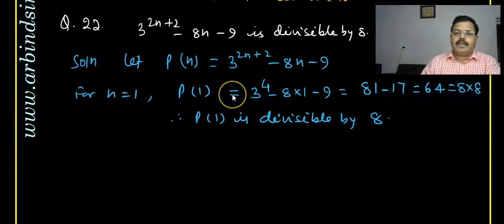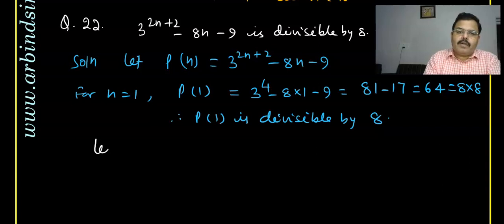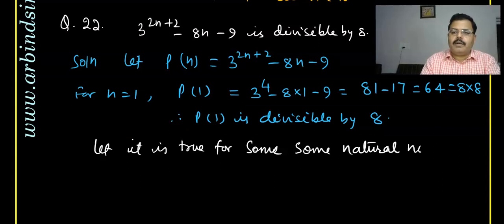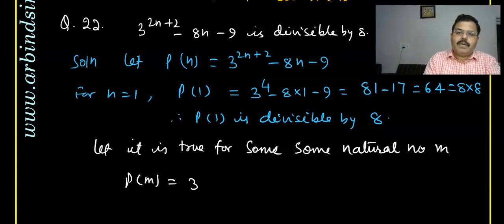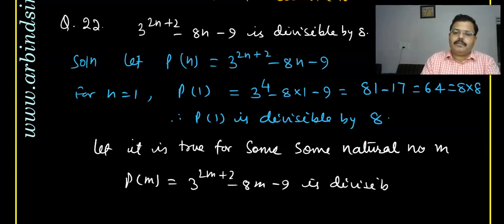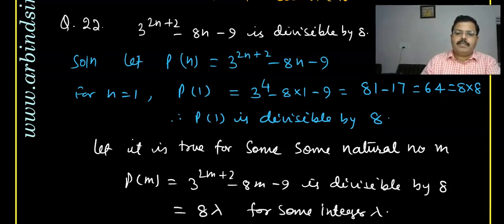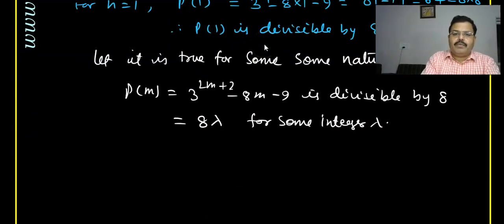Now we will write the same dialogue. Let it be true for some natural number m, right? So Pm is equal to 3 to the power 2m plus 2 minus 8m minus 9, which is divisible by 8. So that can be considered as 8 lambda for some integer lambda, isn't it?